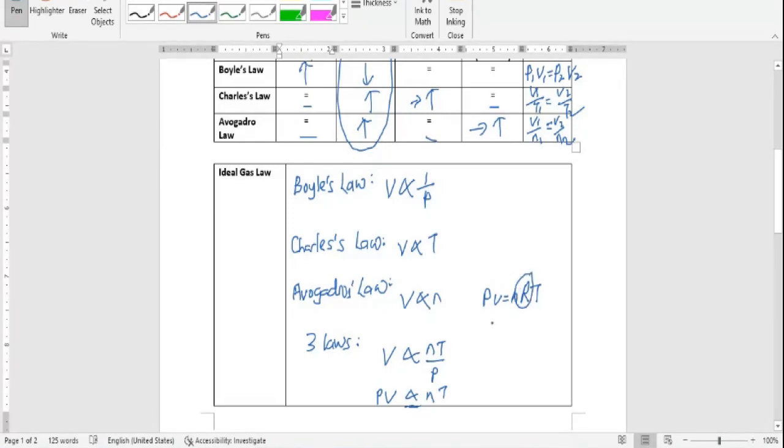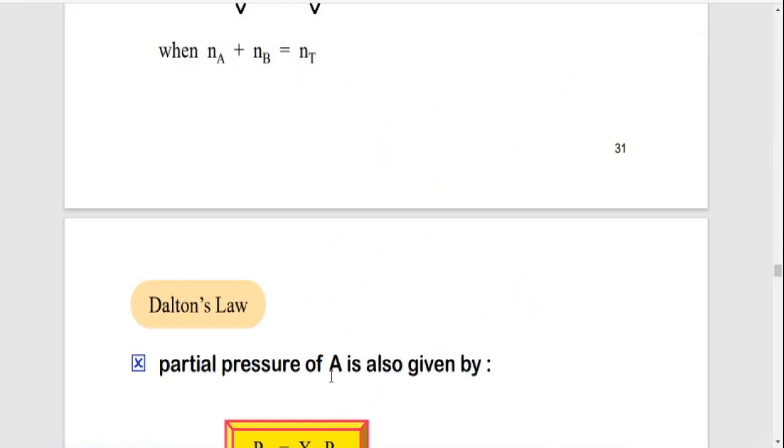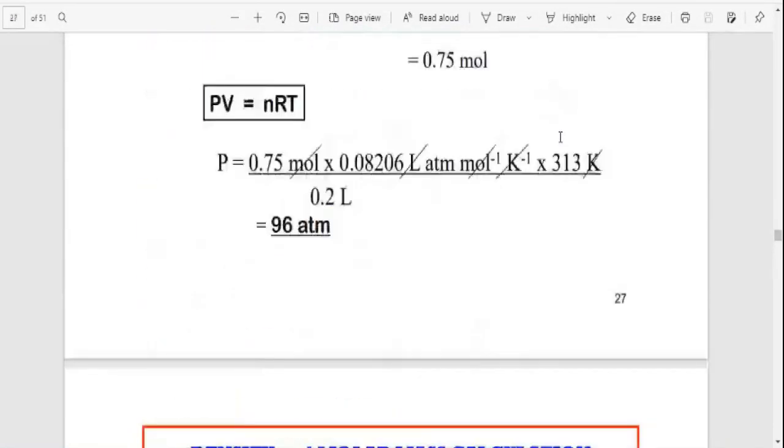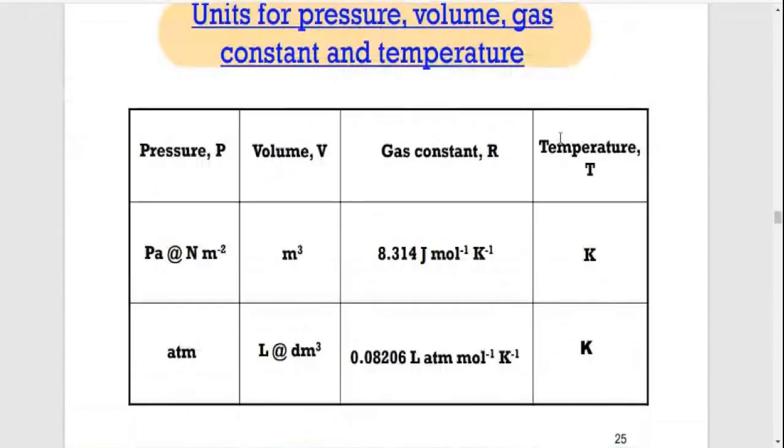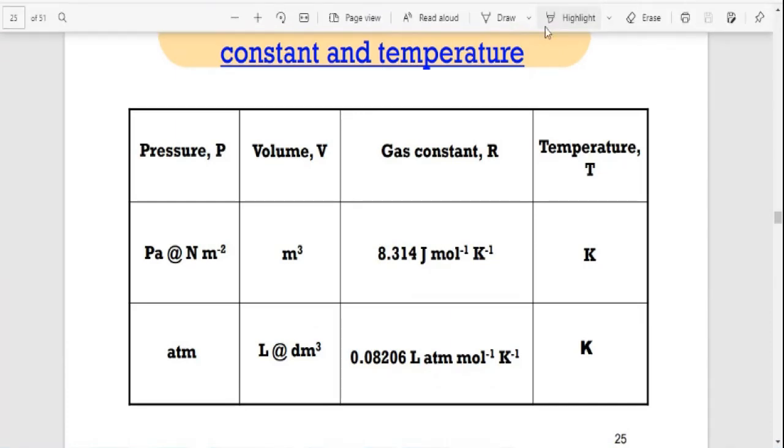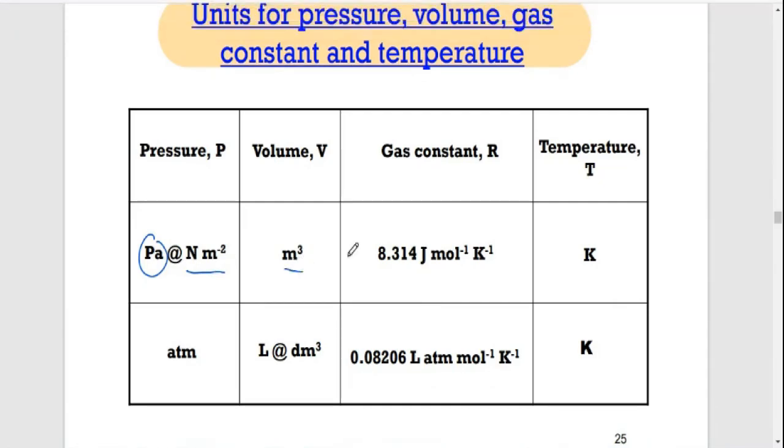There is a value for R, and it depends on the units of pressure, volume, and temperature, so you have to be extra careful. Check the lecture notes for the R value. Because our equation involves pressure and volume, when the pressure is in Pascal or Newton per meter squared and the volume is in cubic meters, the R constant is 8.314 joule per mole per Kelvin.